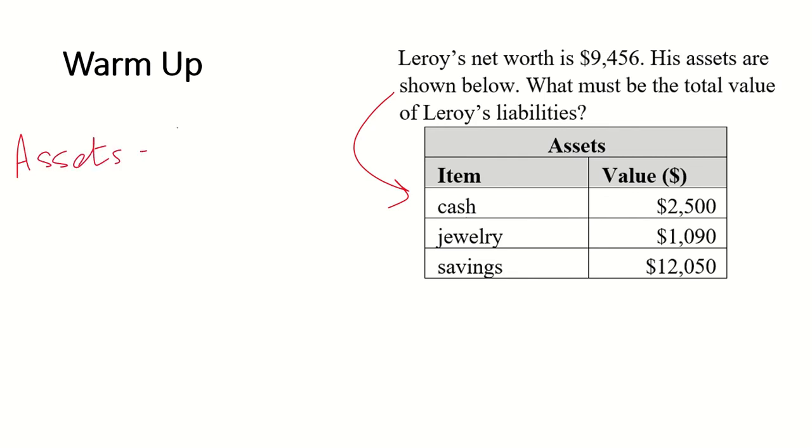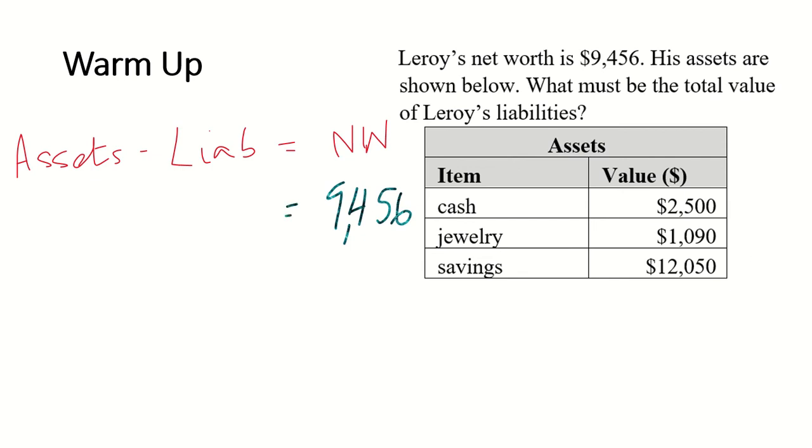Total assets, remember all of the assets added together, minus all of the liabilities added together, equals net worth, NW for net worth. So here we need to work backwards a little bit. They're telling us that the net worth is 9,456. So we know the end part.